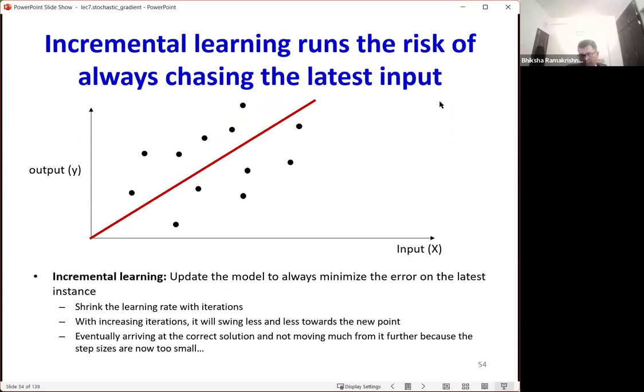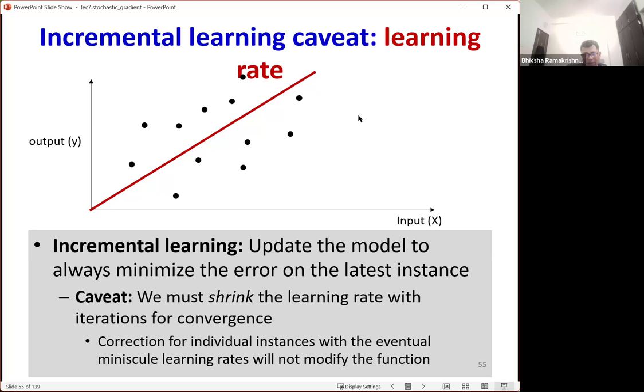Did this make sense to all of you guys? Okay, and so update the model to always minimize the error on the latest instance, but then we must shrink the learning rate with iterations for convergence. So correction for the individual instances with the eventual minuscule learning rates will not modify the function.